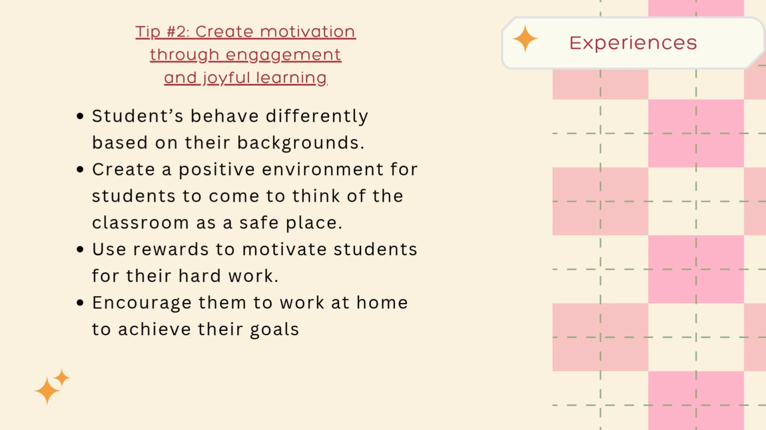Then, tip number two is create motivation through engagement and joyful learning. Each student behaves differently based on their backgrounds, and you don't know their backgrounds, so it's important to get to know them. And create a positive environment for students to come to the classroom and to think of it as a safe place for them to come to. And also use rewards to motivate students for their hard work and encourage them to work at home to achieve their goals.